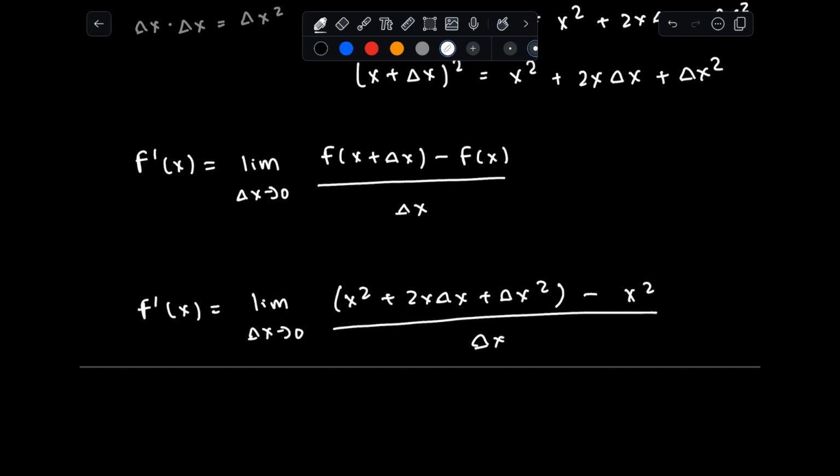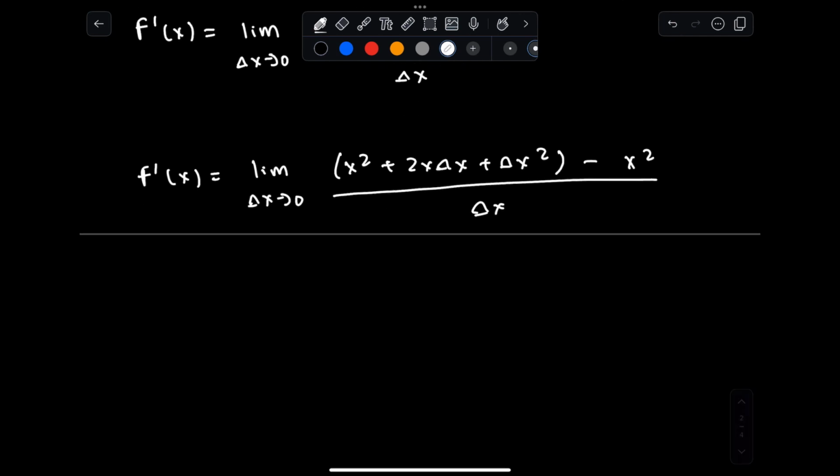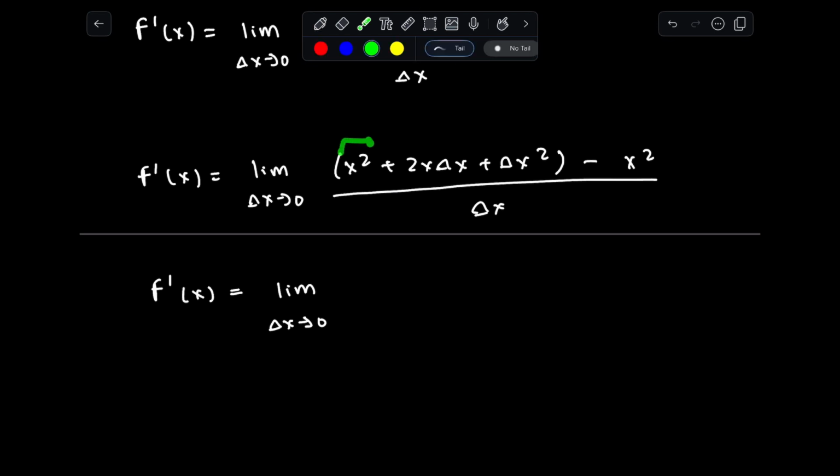And so let's go ahead and continue simplifying through algebra, and we get that the derivative of f of x is equal to the limit as delta x approaches 0. And from the previous equation, recall that you have an x squared right here and a negative x squared right there. And so when you combine an x squared with a negative x squared, those two just cancel out, and all you're left with in the numerator is 2x delta x plus delta x squared, all divided by delta x.